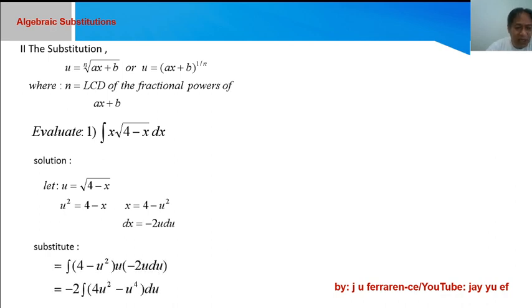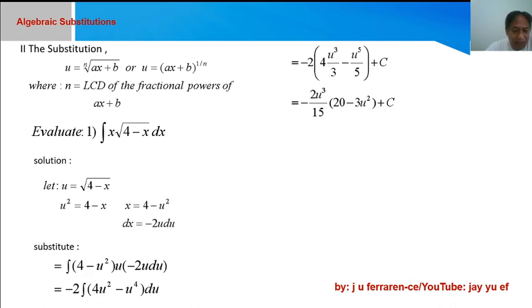Okay? So, x can be replaced with 4 minus u squared. This is actually your u from earlier. And your dx can be minus 2u du. Okay? Putting your minus 2 before the integral sign, being a constant, this is a product of u times u, which is u squared, which can be distributed to the terms of our binomial factor. So, what is the result? There, I have 4u squared minus u to the 4th power when that's distributed.